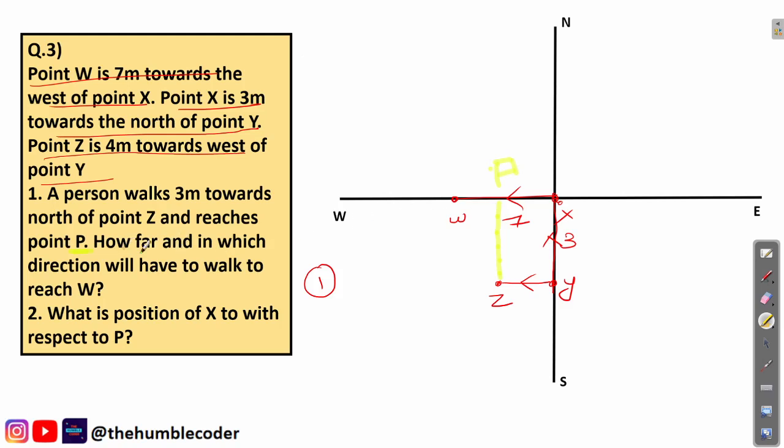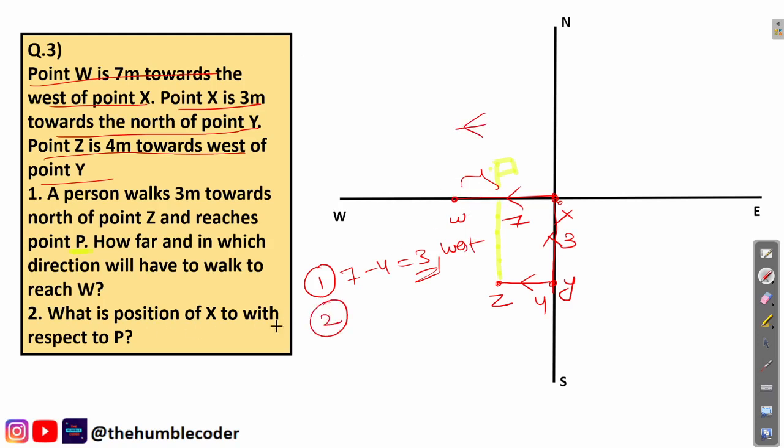How far and in which direction will P have to walk to reach W? So basically we have to find this distance. So this distance will be how much? Basically the distance between this was 4, so 7 minus 4, which will be 3 meter. And in which direction do they have to travel? So he has to travel in the west direction. Basically he has to travel in this direction, and the distance he has to travel is 3 meters.